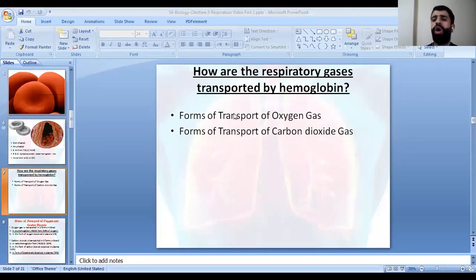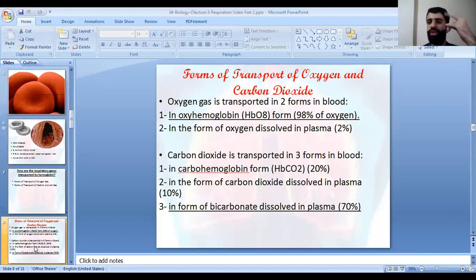So how are the respiratory gases transported by hemoglobin? We have different forms for the transportation of both oxygen and carbon dioxide. So let's start with the forms of transport of oxygen and carbon dioxide. Oxygen is transported in two forms. The first one is called oxyhemoglobin, HbO8. It represents 98% of the oxygen transported, while oxygen dissolved in plasma represents only 2%.